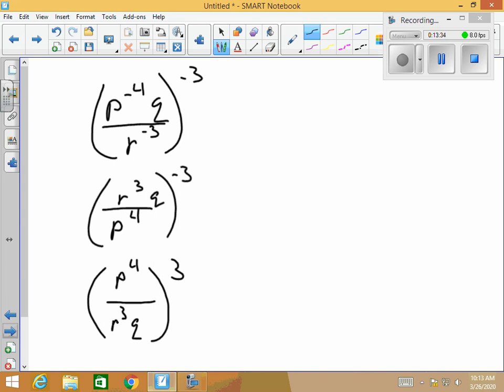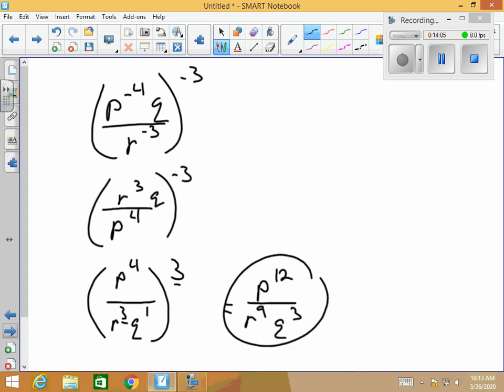And now I've got, quite simply, p to the fourth raised to the third power. If you remember our other product rules or our other rules of exponents, I get on top p to the 12th. I have r cubed to the cube, which now makes it r to the 9th. And I have q to the, remember that guy's a 1, to the third, is actually q to the third. Hope this helps you out in this section.